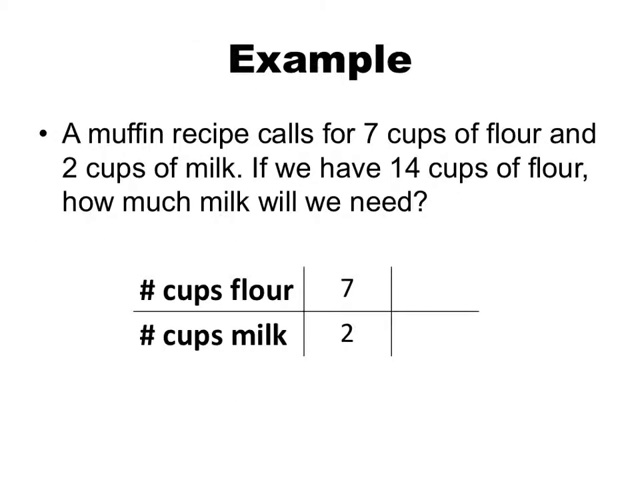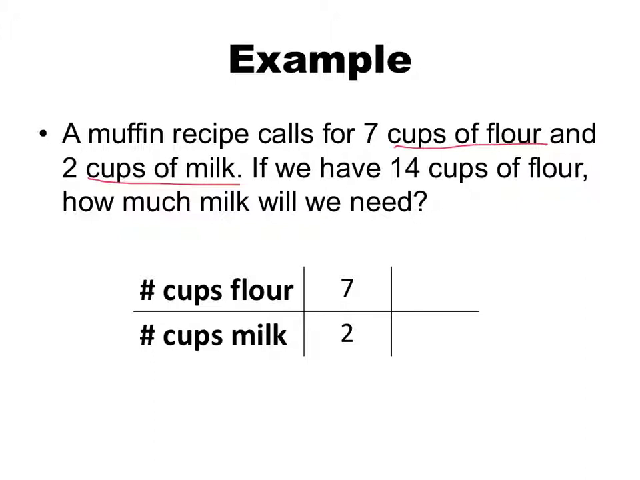So to remind ourselves of what a ratio is, let's look at this example. A muffin recipe calls for 7 cups of flour and 2 cups of milk. If we have 14 cups of flour, how much milk will we need? Well, here in this scenario we have two quantities. We have our cups of flour and we have our cups of milk. And we saw this example back in section 7.1, and we argued that these two quantities form a ratio.